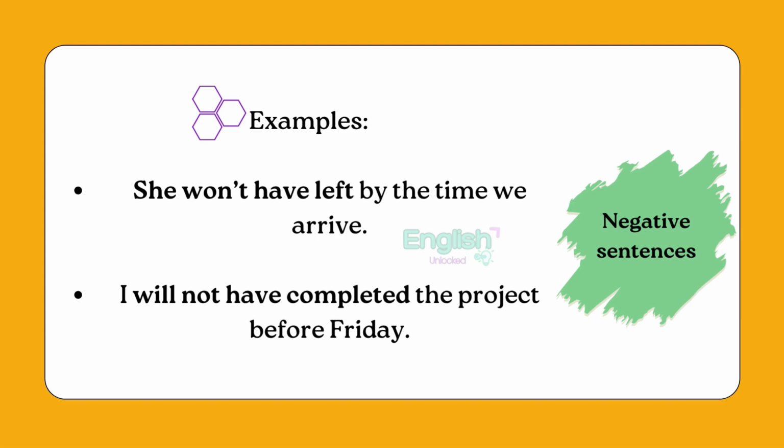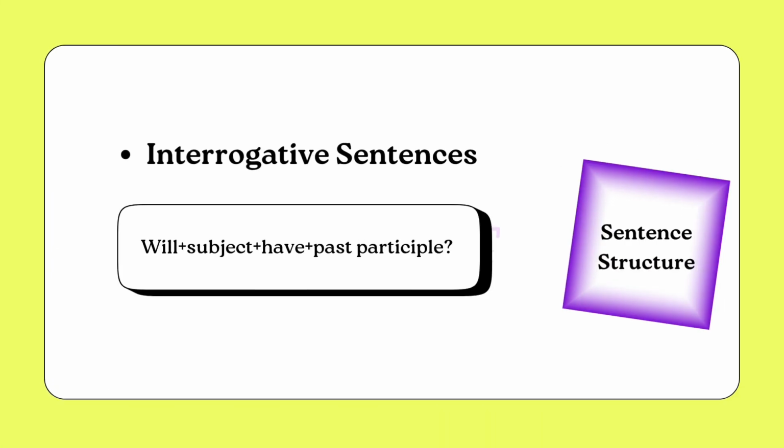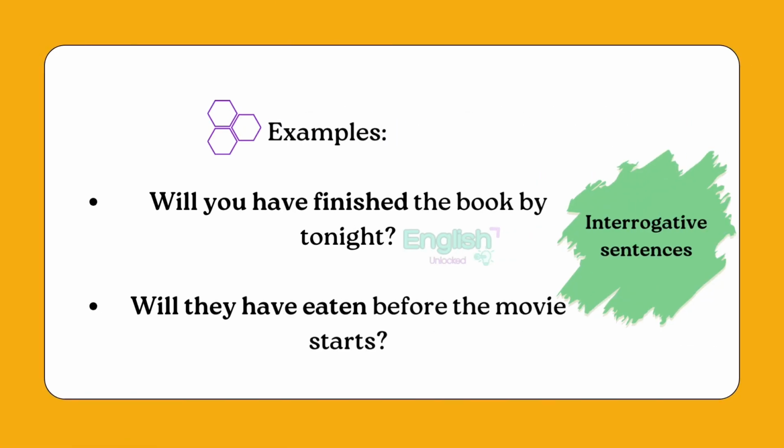Now let's learn how to frame an interrogative sentence. First, you should start with the auxiliary verb will, followed by the subject, followed by have, followed by the past participle, followed by the question mark. Examples, will you have finished the book by tonight? Will they have eaten before the movie starts? So this is how we structure the future perfect tense.